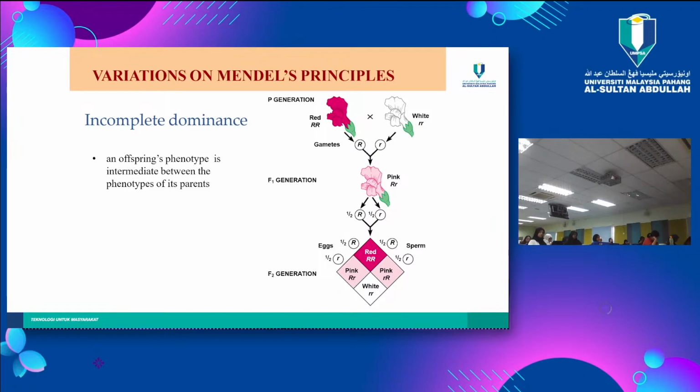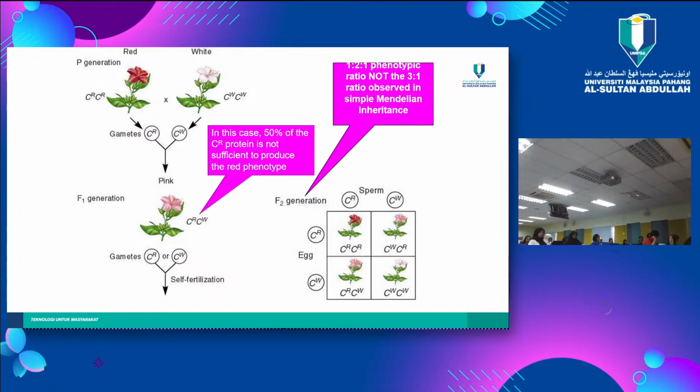So we're going to have this ratio. You're going to have this 1 to 2 to 1 ratio. So we have 2 pink color, 1 red color, and also 1 white color. So this is another example.